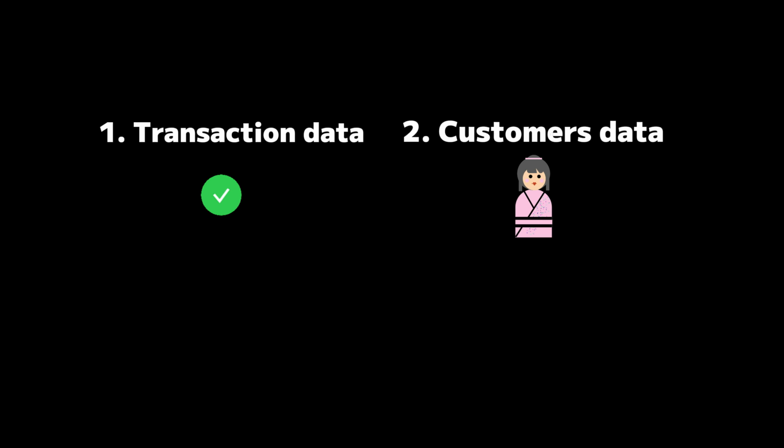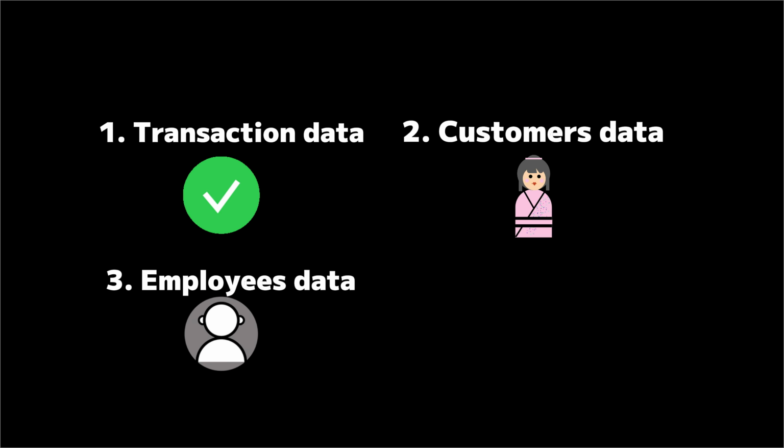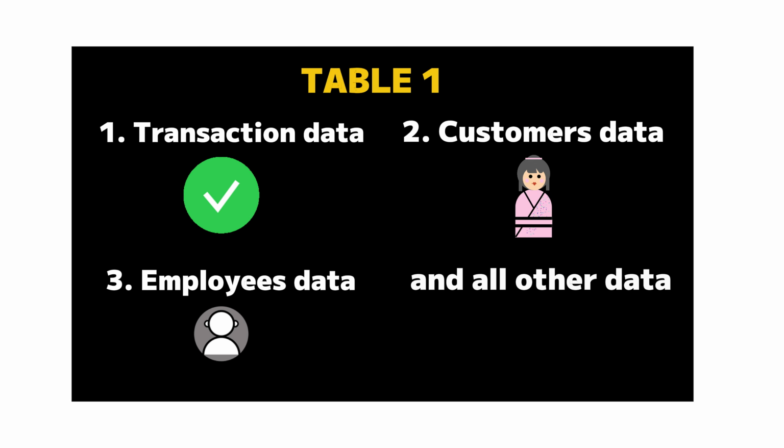Imagine that your telecommunications company or your bank put all their data in a single table. The transactions, the customers, the employees, everything they have to save, or all the data that they have, they put it in a single table. How do you think data retrieval would look like? Very tedious and very slow, right? That is why we need joins.